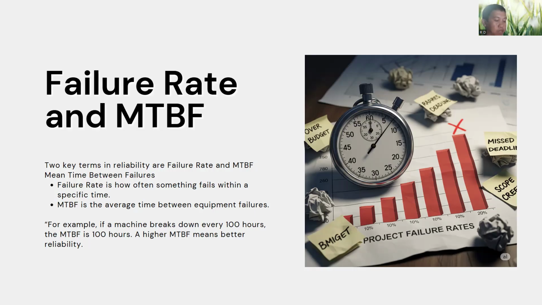Another example is that if a machine runs 300 hours and breaks down three times, its MTBF is 100 hours. MTBF is used to design schedules for maintenance, predicting failures, and improving reliability.